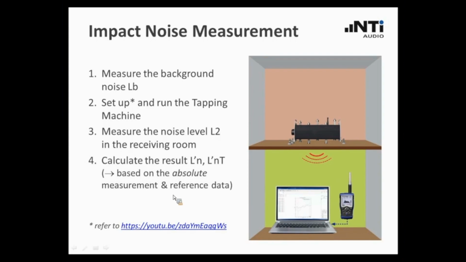And at the end, you calculate the results. Of course, you also have to consider the reverberation time as stated before. Now, what is important in contrast to the airborne noise measurement, here we have an absolute measurement. The tapping machine will always produce the impacts of these falling hammers in a defined way, so there is no higher or lower level that has been created. It's always standardized, and all you have to do is to measure the receiving room. That is why it is an absolute measurement.